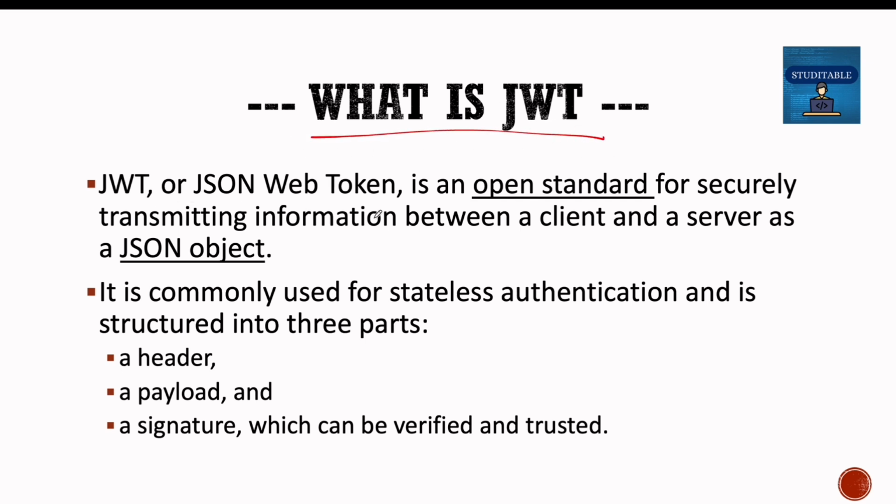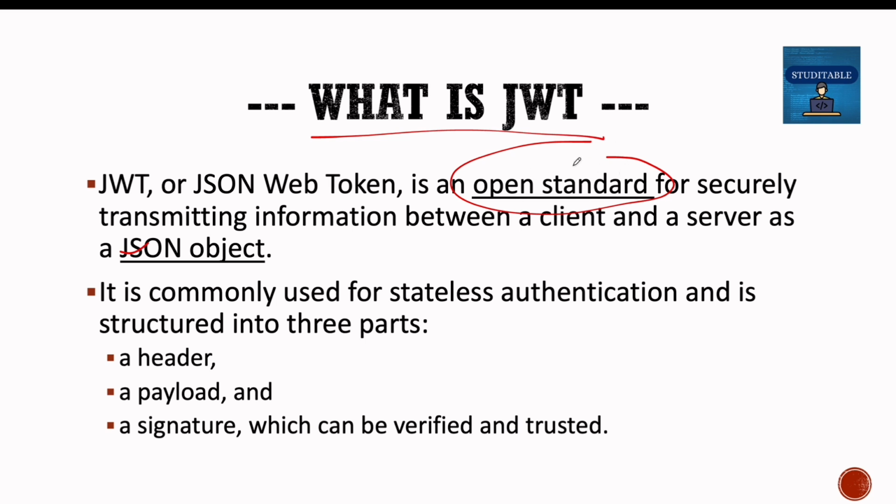So JWT or JSON Web Token is an open standard for securely transmitting information between a client and a server as a JSON object. So there are two terms that we need to understand here. The first is the open standard and the second is the JSON object. So what is an open standard? Well, an open standard is a specification or a protocol that is openly available to the public.